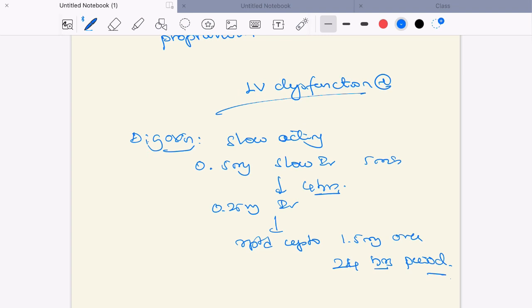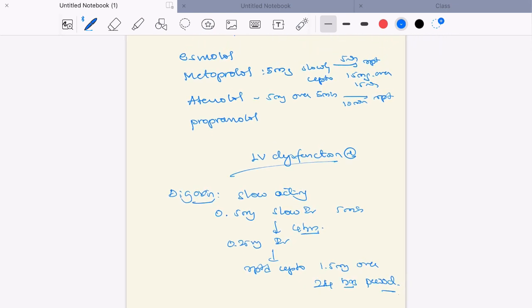Here you can use 0.5 milligram slowly IV over 5 minutes. After 4 hours, see, after 4 hours, because it is very slow acting, you have to see whether rhythm came back to normal or not. If it doesn't, you can escalate the dose, repeating 0.25 mg IV slowly. After that you can repeat up to 1.5 mg over 24 hours. So this is about management of PSVT.